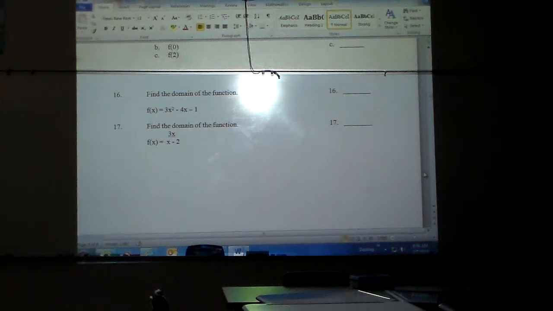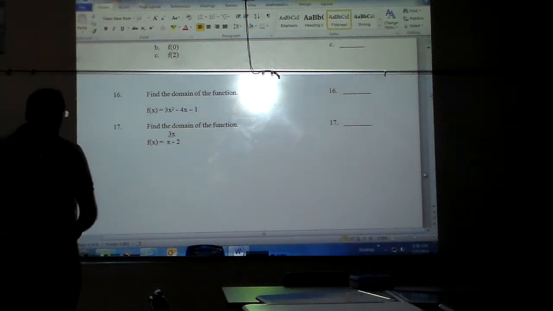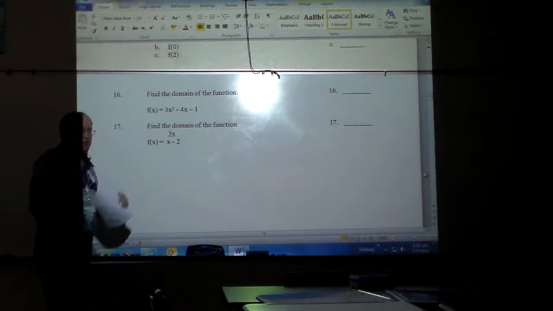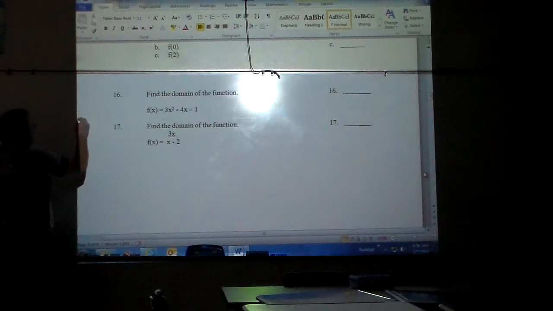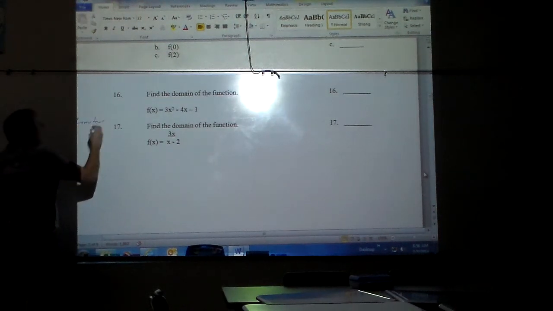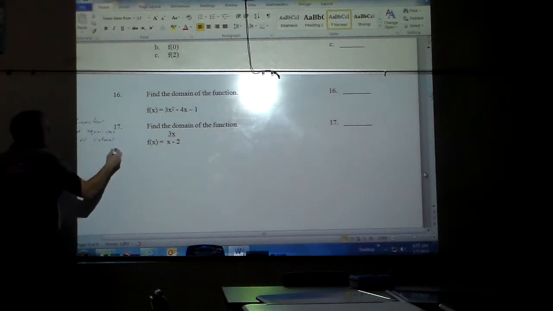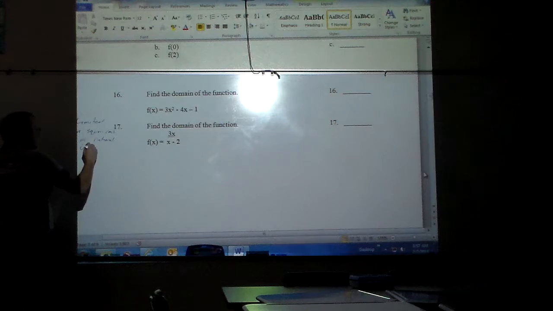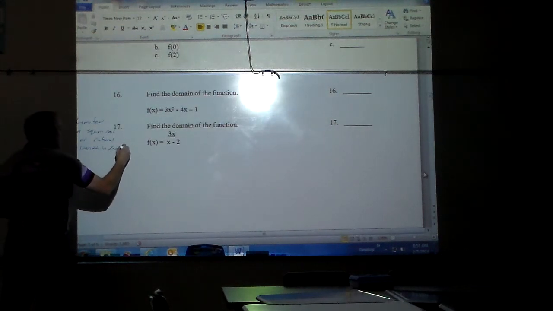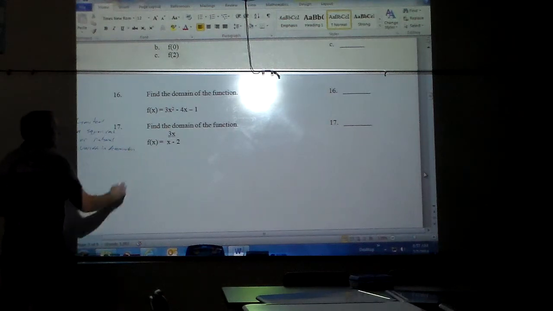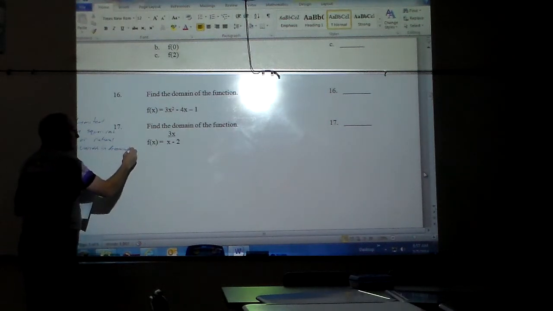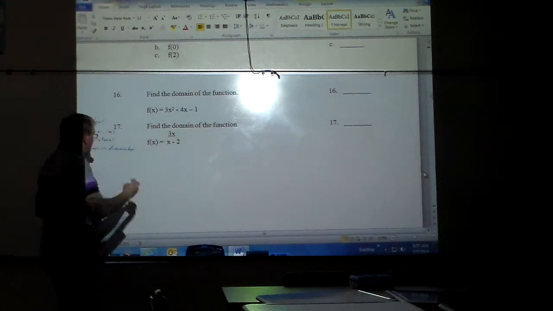All right, how to find the domain of a function. Basically, a function is only going to be limited when you have a square root or what we call a rational function, which basically means you have a variable in the denominator. Those are the two times it's limited. Otherwise, your function will be all real numbers or negative infinity.